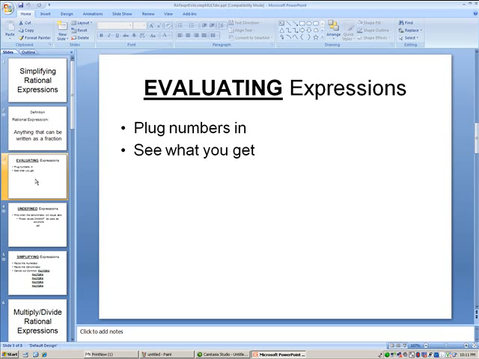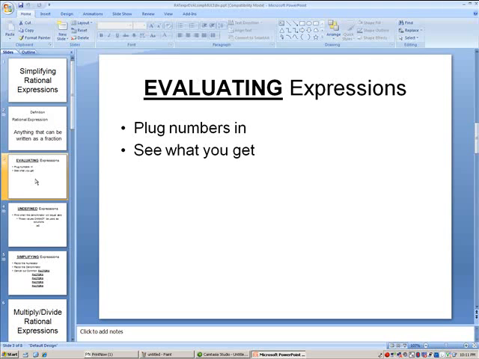If you have x plus 2 over y minus 3, you'll be told x is 5 and y is 4, and you'll plug 5 in for x, 4 in for y. And you just work it. That's all you do. Evaluating expressions, you've done that many times already.